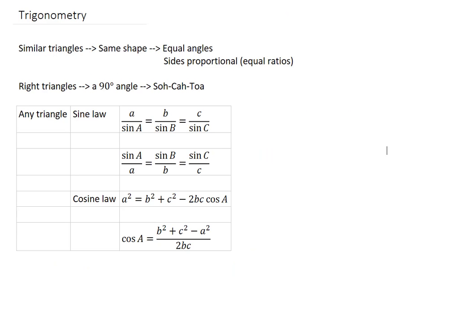The last major topic of the course was trigonometry. We looked at similar triangles that have the same shape, therefore they have equal angles, and their sides are proportional to each other. We looked at solving right triangles using SOHCAHTOA, and we looked at the sine law and cosine law to solve any triangle. And that's my summary of the course.